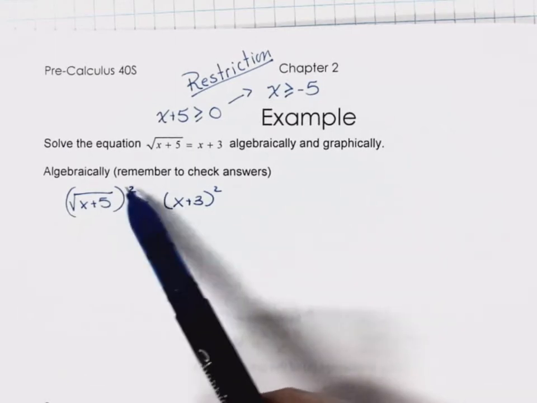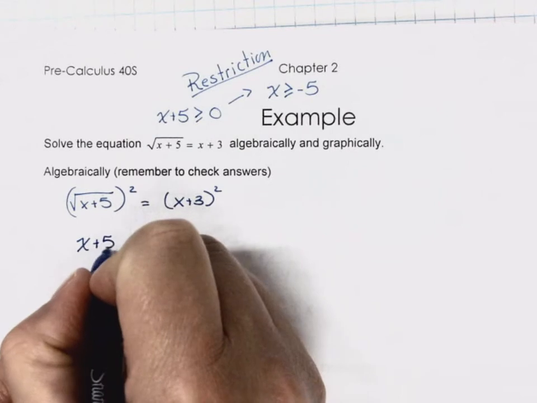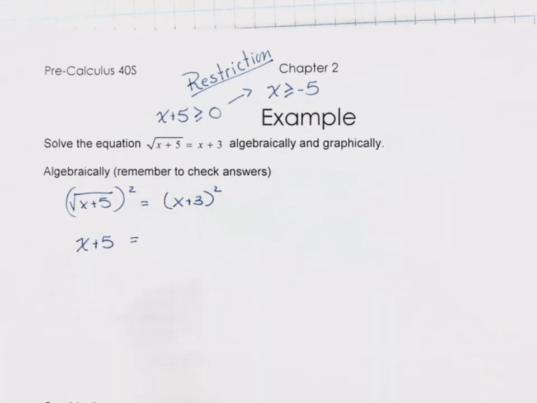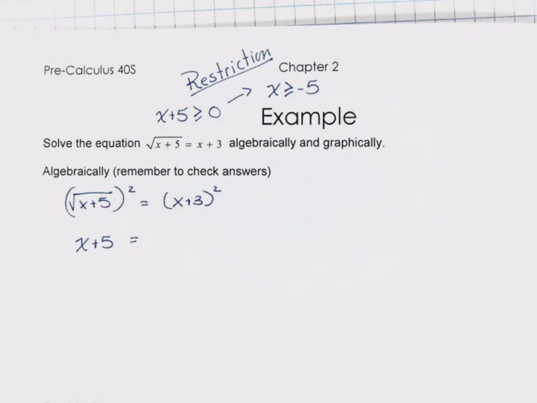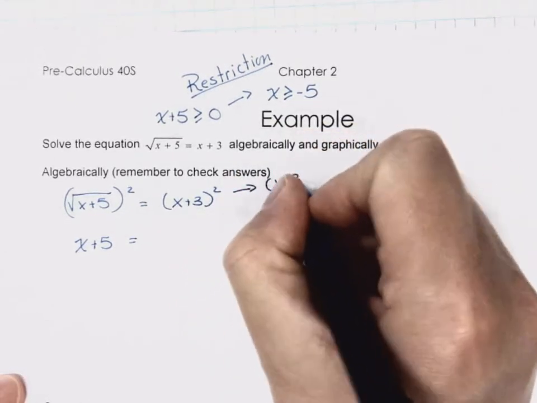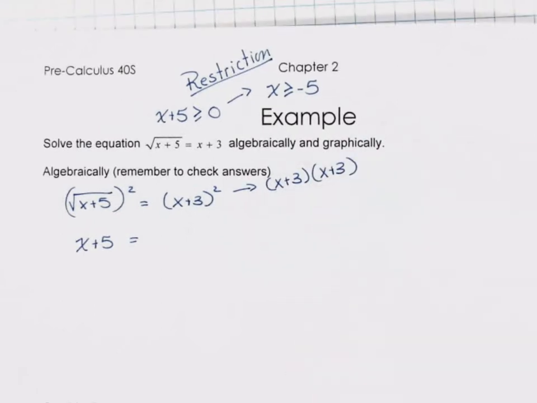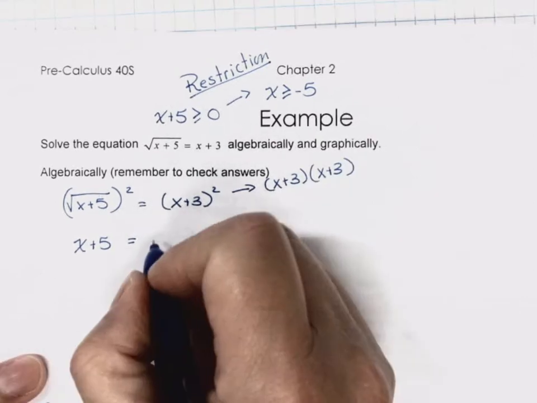Okay, so the square is going to cancel out the square root. So I'm left with x plus 5 on this side. What do I have to do here? Right, you have to expand it. Don't give me x squared plus 9 or I'm leaving. Okay, so this has to be x plus 3 times x plus 3. Right? You have to expand it because you're going to have that middle term that makes it a trinomial.